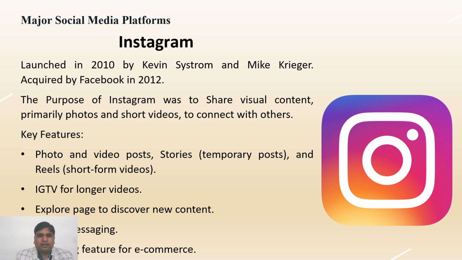Key features of Instagram are photo and video posts, stories, and reels. Here you can post a photo, video, or story, or you can share reels, that is, short-form videos. IGTV, Instagram television, is for longer videos. If you have made a video or you go live on Instagram, that may be a long video, and you can share it on Instagram.